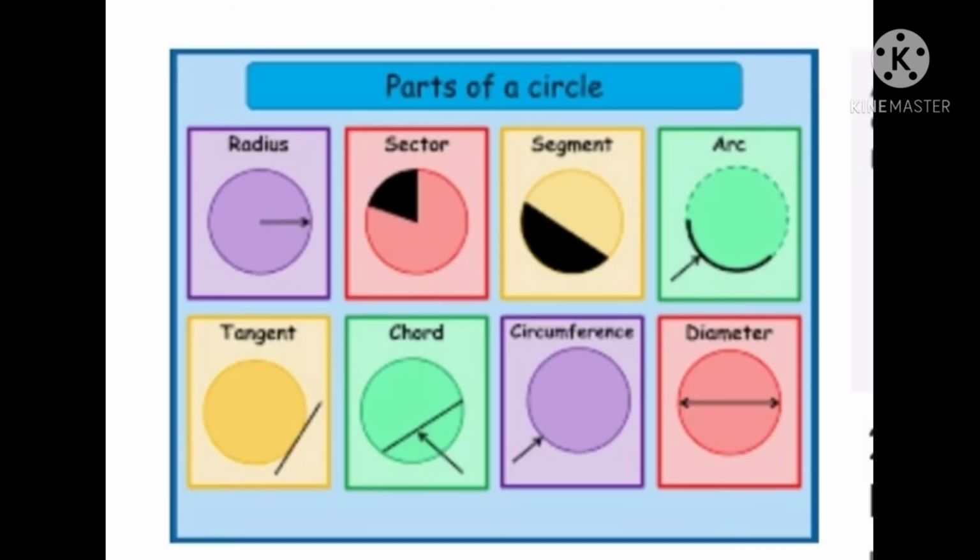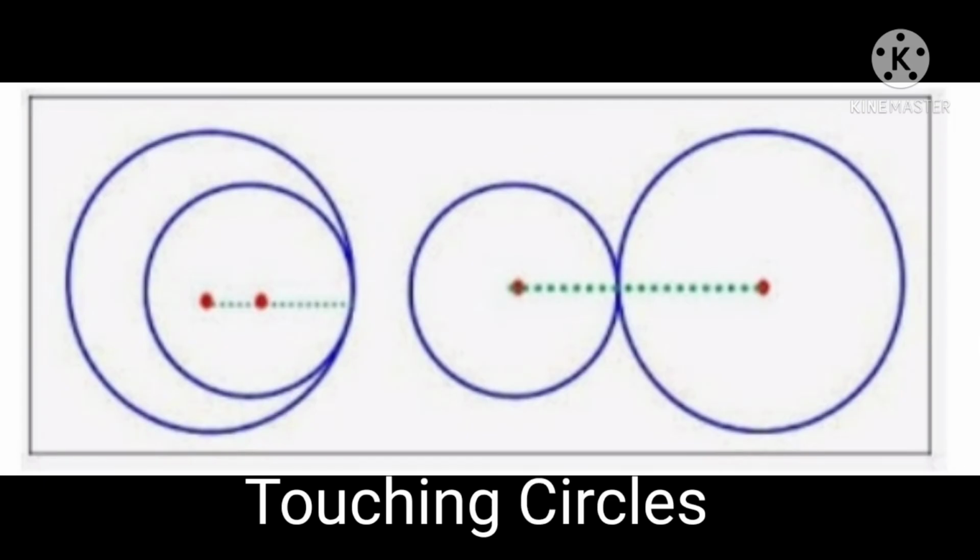Okay. Observe the parts of the circle shown in this figure. Radius, sector of a circle, the part of the area of a circle, that means the interior part of a circle, is called its sector, segment, and the arc, tangent, chord, circumference and diameter. Observe this figure and observe all the parts.